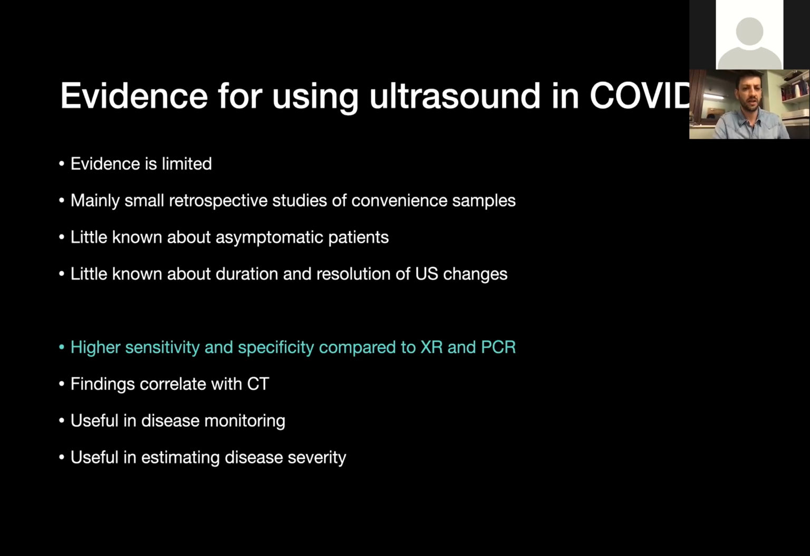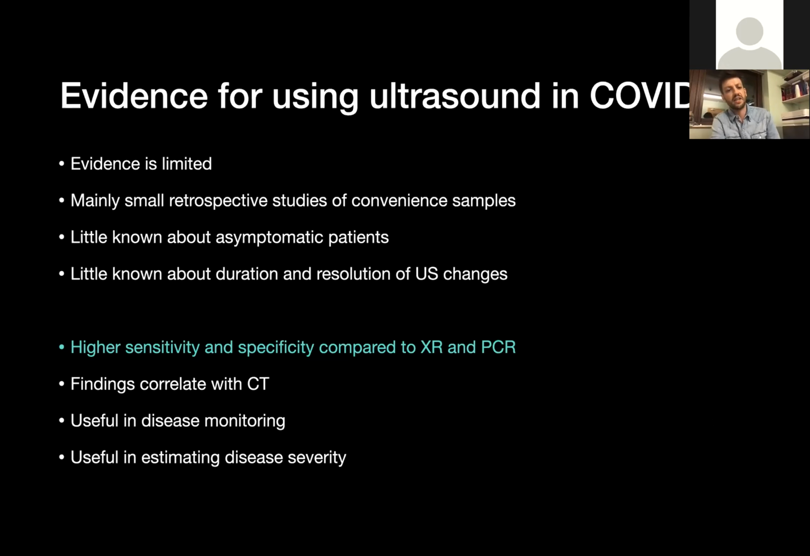So essentially it's mainly studies of symptomatic patients with respiratory complications of COVID. So none of the non-pulmonary manifestations, asymptomatic patients, all comers, so including everybody that books in at the front door. So we know very little about that. But what we do know is that it's a much more sensitive test compared to X-ray and PCR. We know that the findings on chest X-ray correlate with CT quite well. And CT is, I think, probably the best gold standard reference test we have at the moment.